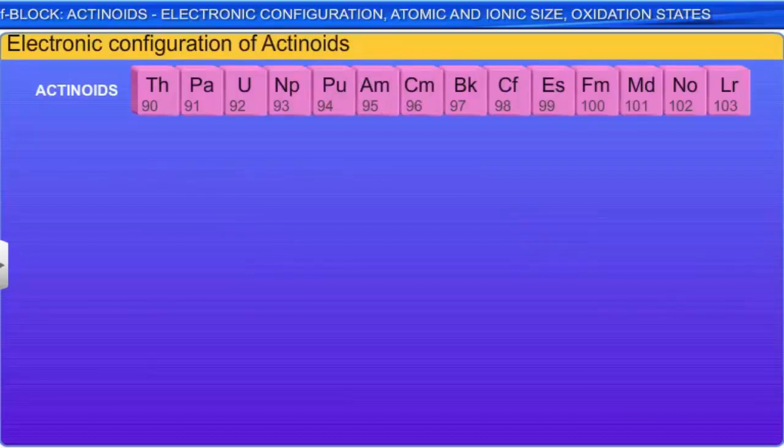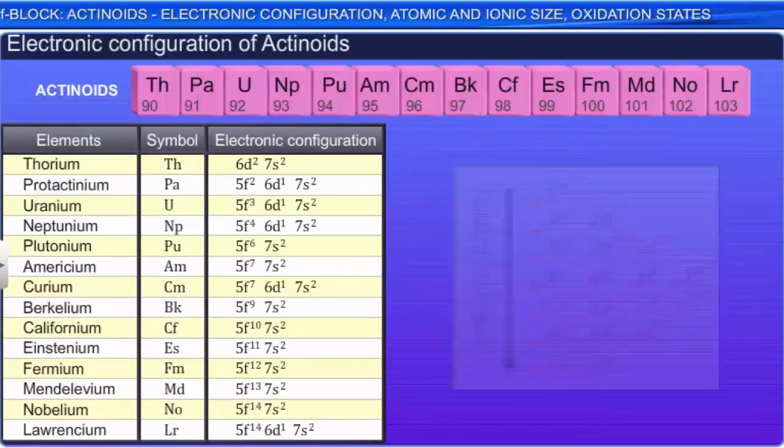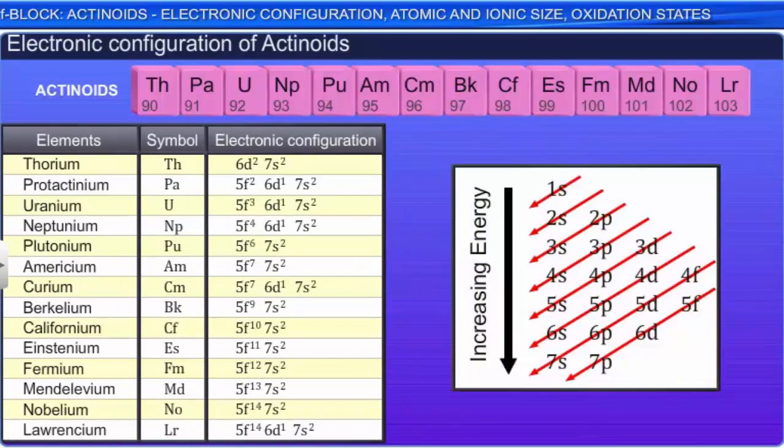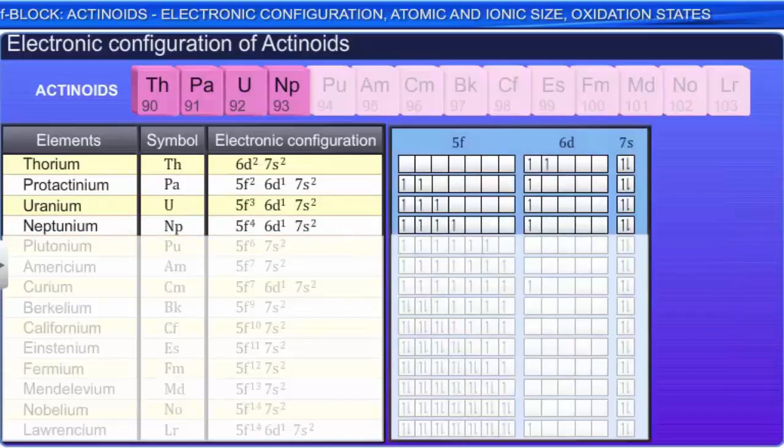Since the difference in energy between the 5f and 6d orbitals is small for the first four elements, thorium, protactinium, uranium and neptunium, the electrons in these elements and their ions may occupy the 5f or the 6d levels, or sometimes both. However, note that the filling of the f orbital starts only at protactinium and not at thorium.